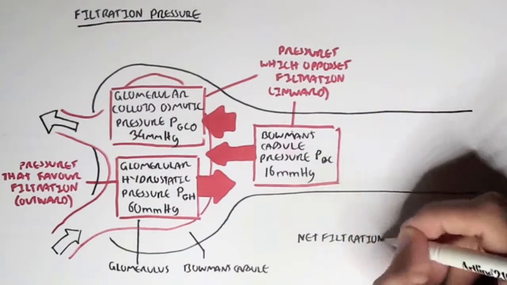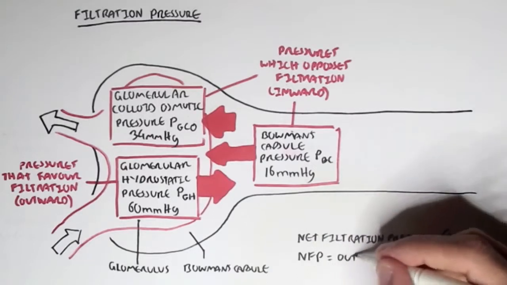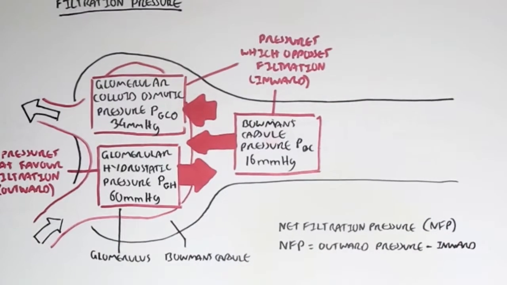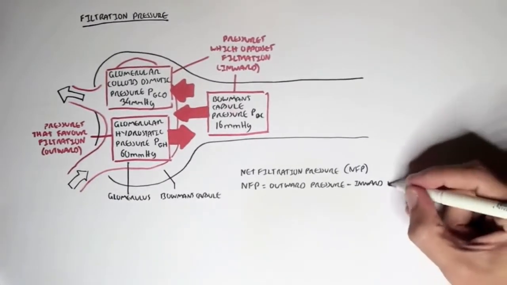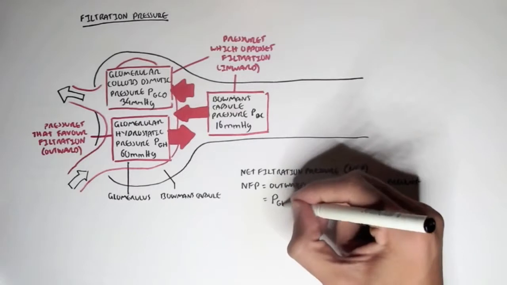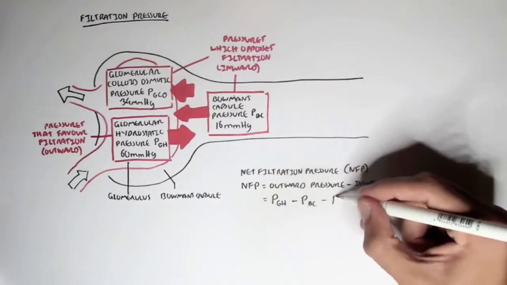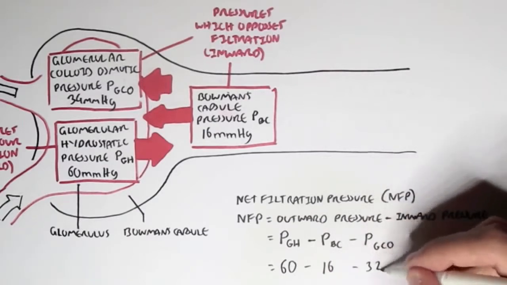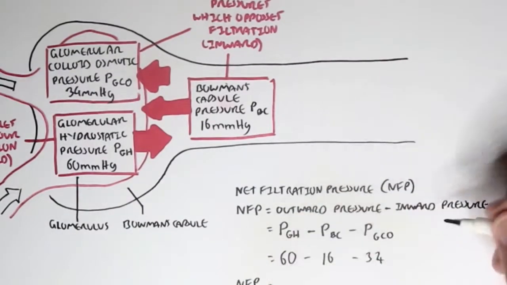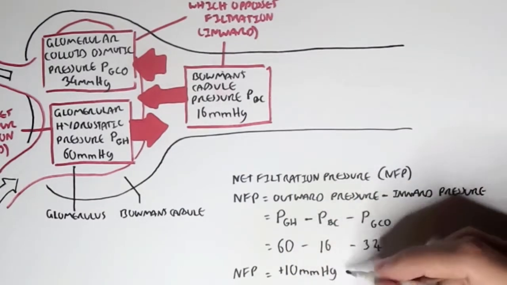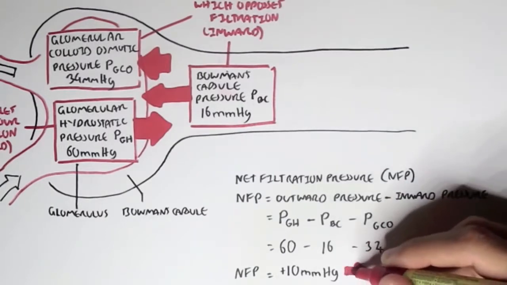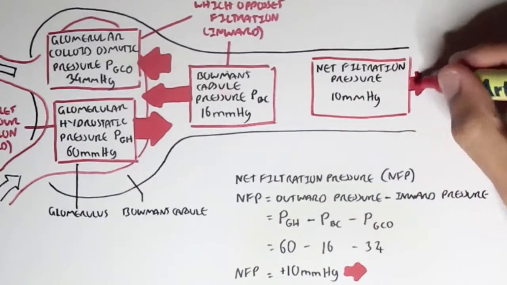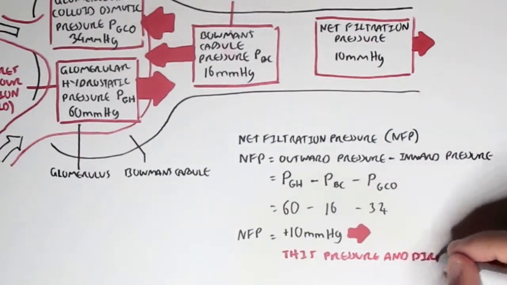So what does this all mean? Well, the net filtration pressure, NFP, would be the outward pressure, meaning the movement out of the glomerulus, minus the inward pressure, the movement into the glomerulus. So to calculate the net filtration pressure, it would be glomerular hydrostatic pressure minus the Bowman's capsule pressure minus the glomerular colloid osmotic pressure. So it's 60 minus 16 minus 34. And this gives us 10 millimeters mercury, positive 10 millimeters mercury in the filtration direction. So it means that the net filtration pressure would be 10 millimeters mercury. And also remember that this pressure and direction makes it favor filtration.